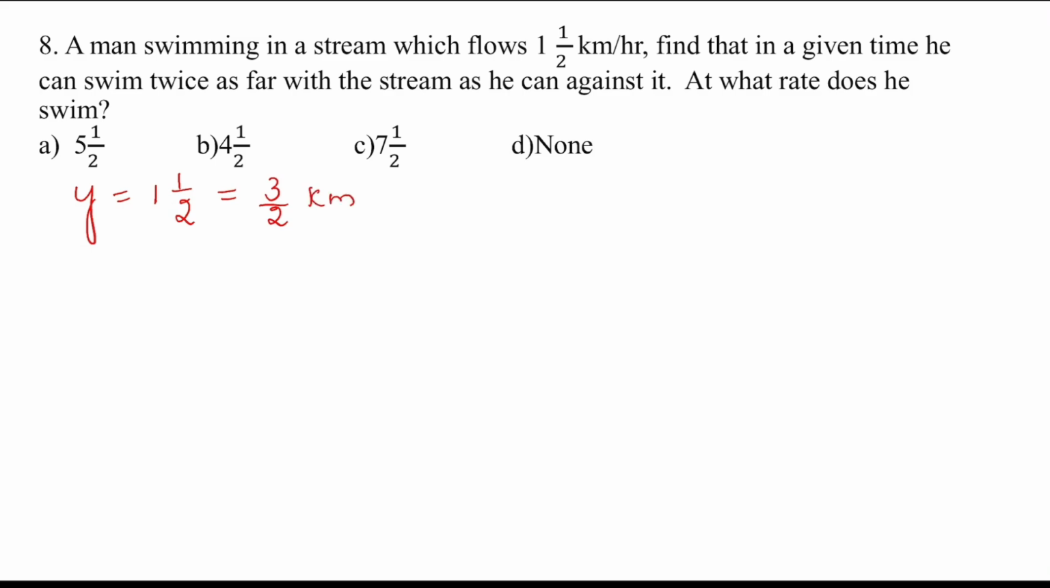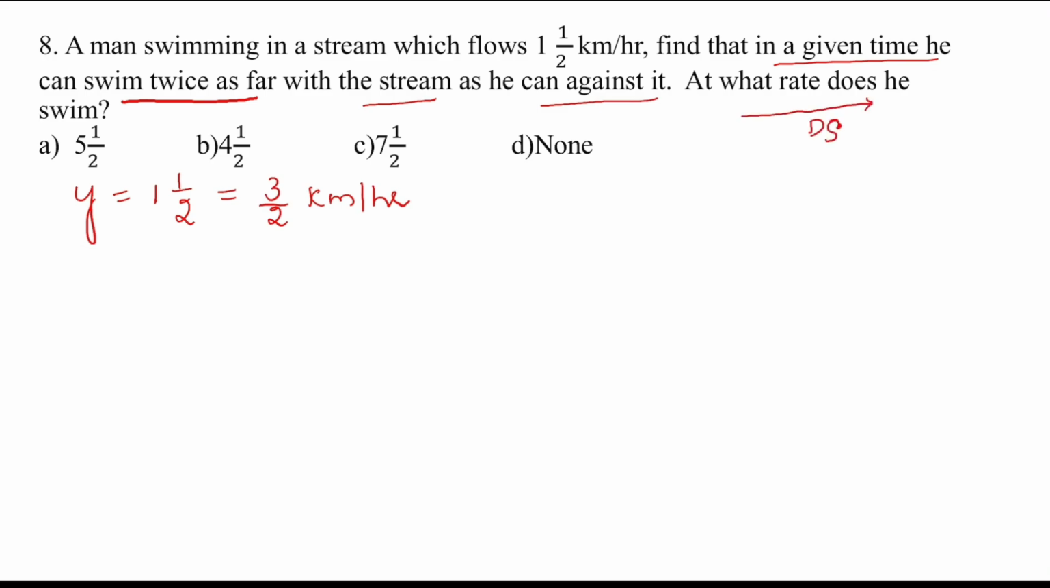kilometers per hour. Find that in a given time, meaning time is constant, he can swim twice as far with the stream as he can against it. That means when time is constant, he can swim downstream twice.